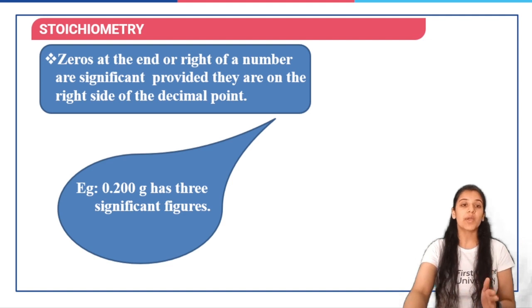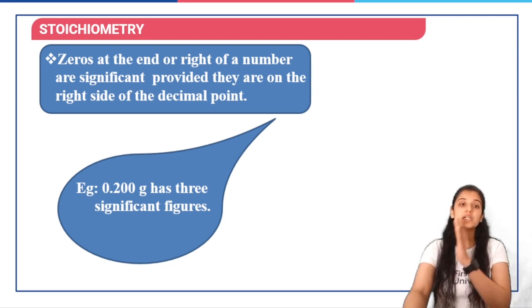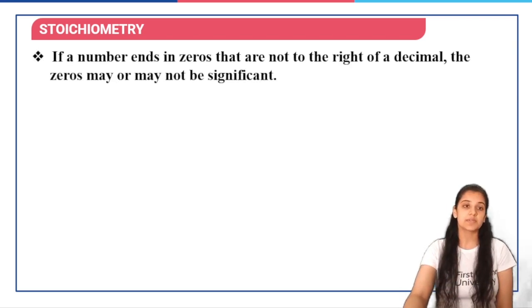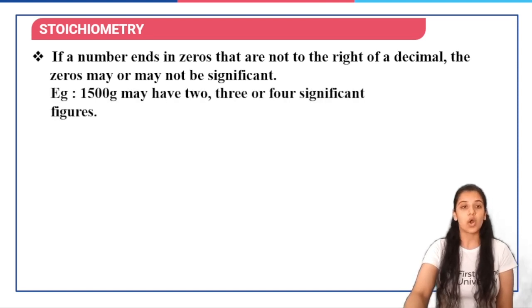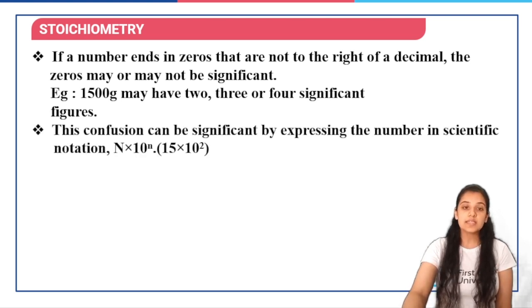For example, 0.200 has 3 significant figures. It is on the right hand side of the decimal, so it is going to be significant. If a number ends in 0 that are not to the right of the decimal, the zeros may or may not be significant. So if I say 1500, that may have 2, 3 or 4 significant figures. This confusion can be resolved by expressing the number in scientific notation.